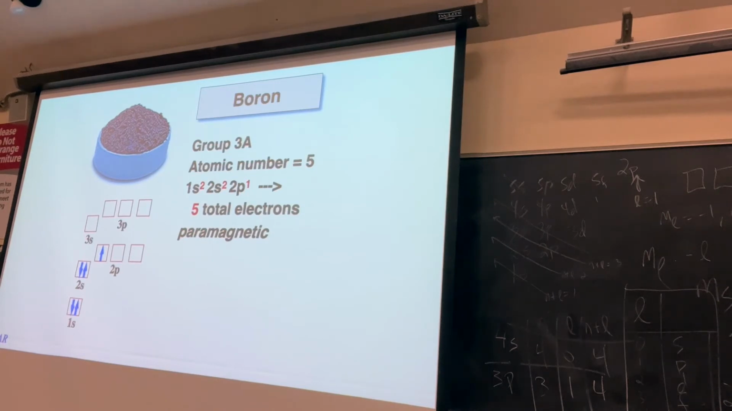So boron, 1s2, 2s2, 2p1, 5 electrons, an odd number. It's going to be paramagnetic as well. That single electron there is enough to make it paramagnetic. All atoms, except for hydrogen, will have some diamagnetism in them, but you just focus on if they have odd electrons or not.